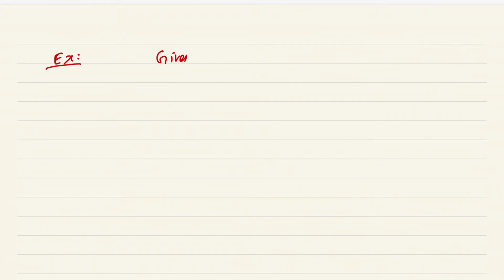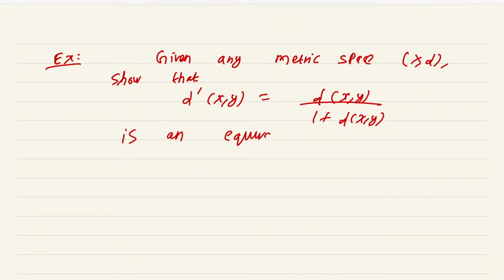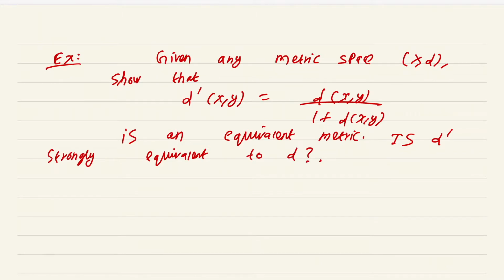Given any metric space (X, d), show that d prime(x,y) equals d(x,y) divided by 1 plus d(x,y) is an equivalent metric. Is D prime strongly equivalent to D?